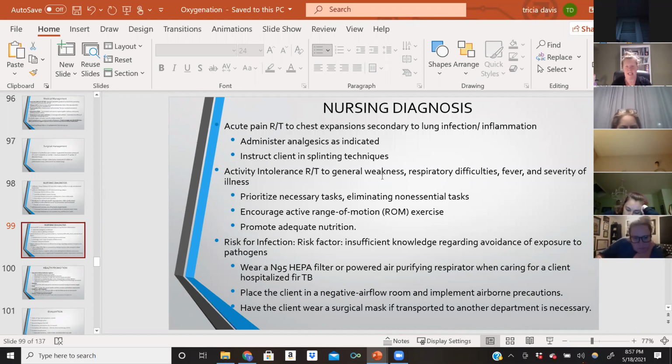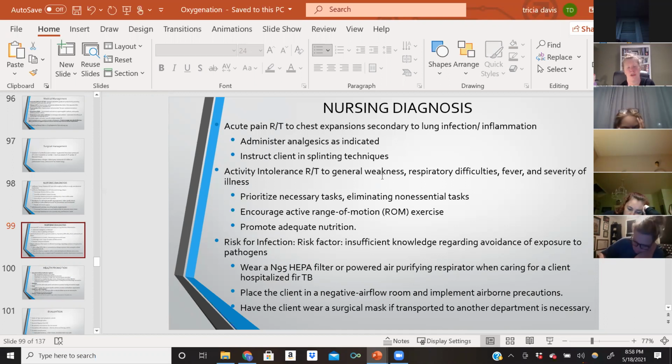Activity intolerance related to general weakness, respiratory difficulties, the fever that they're going to have, and just the overall severity of the illness. So we're going to prioritize necessary tasks. We're only going to have them do what's absolutely necessary. We're going to eliminate non-essential tasks.